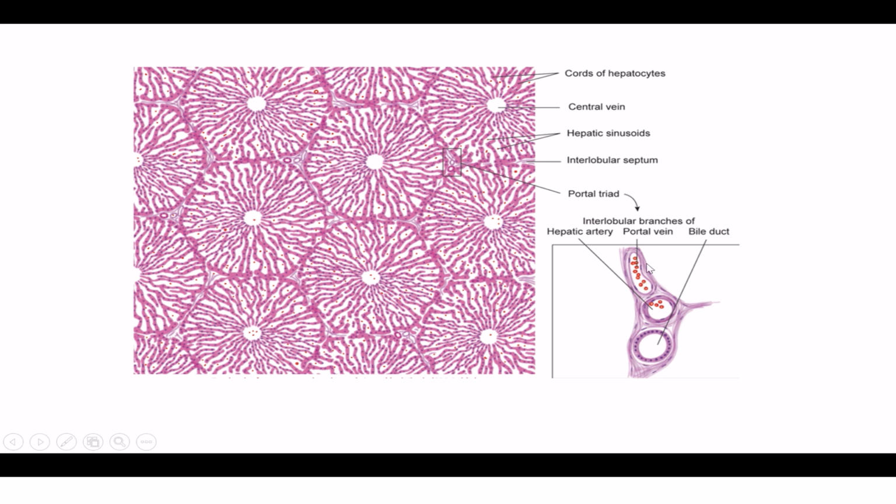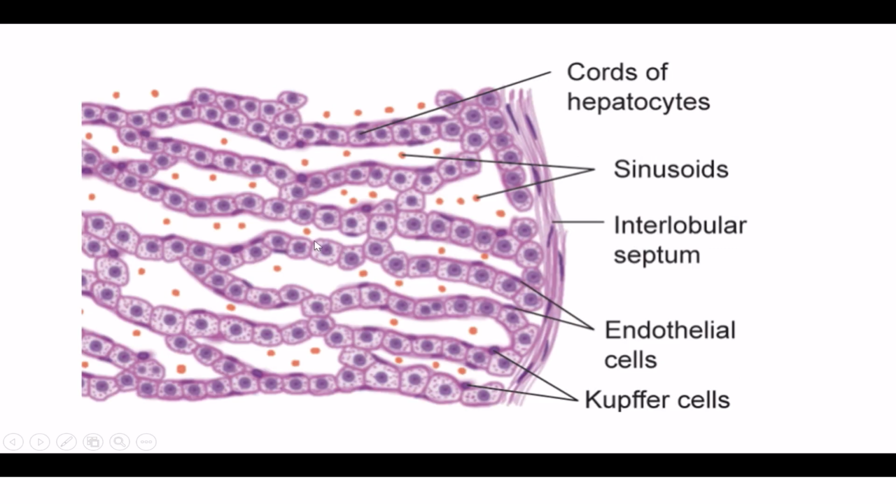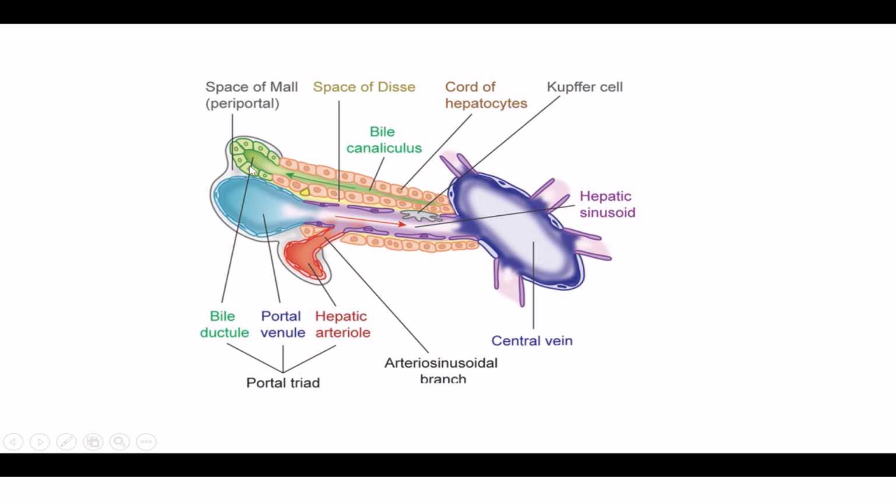And the space around this will be the periportal space of Mall. So this is an enlarged view, where you can see the hepatic laminar cords. Between them there are sinusoids, and here you can see the interlobular connective tissue septa. Here you can see this is a portal triad, this is a portal venule and the hepatic arteriole. From both, the blood is poured into the hepatic sinusoids, which are carrying the blood towards the central vein.